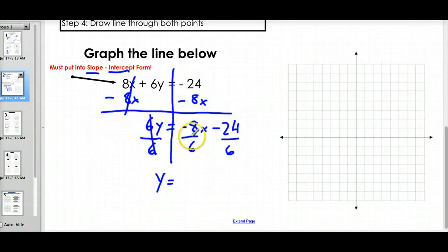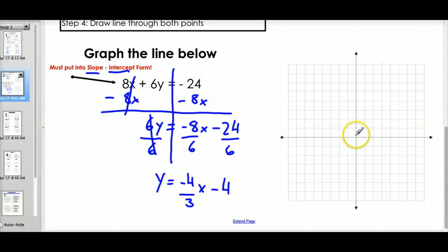Now put this in the calculator first, okay? You want to actually reduce this. So put 8 over 6 in the calculator, always to check to see if you can reduce it. And you get negative 4 thirds x minus negative 24 over 6, it's just 4.